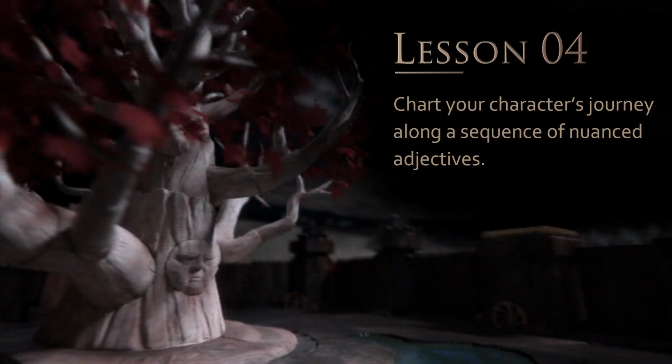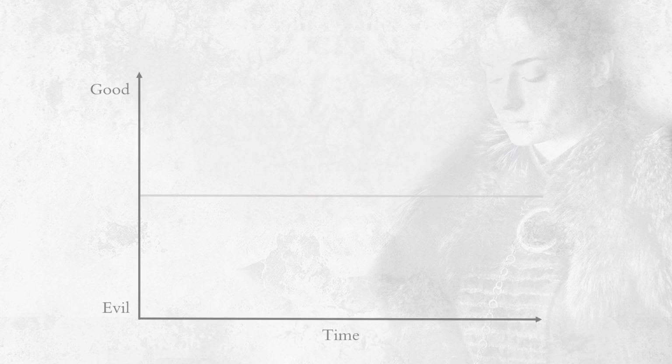Lesson 4. Chart your character's journey along a sequence of nuanced adjectives. We're now entering the realm of character development. And if you learn about character development, for example from film, what you'll often see is something like this.